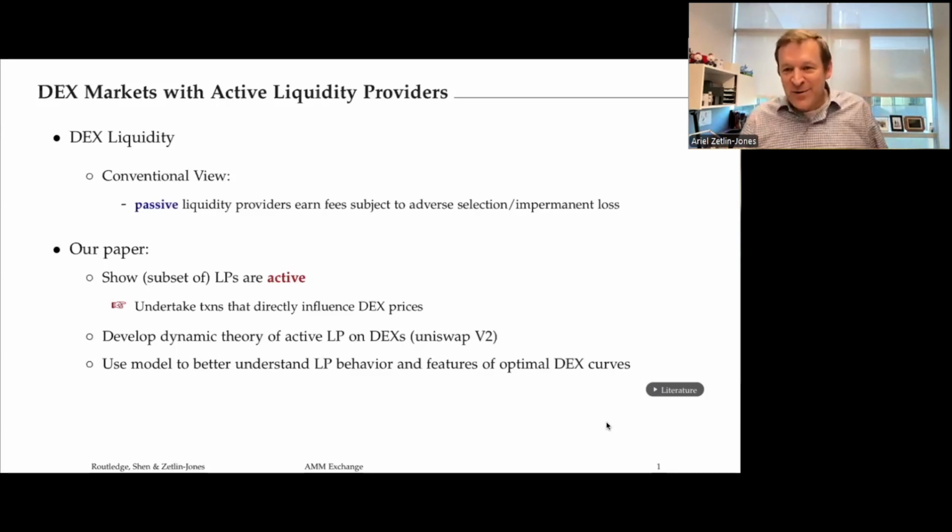I want to do that on the next slide, but I first have to try to convince you that liquidity providers are active. So I'm going to start with some data. One last bit on what this paper is useful for more generally.